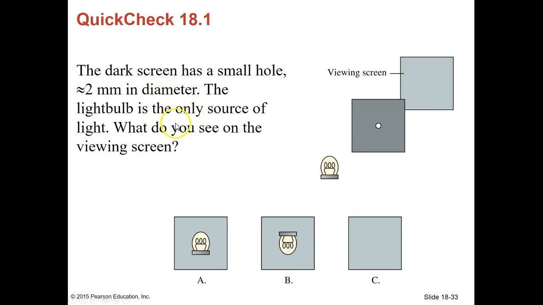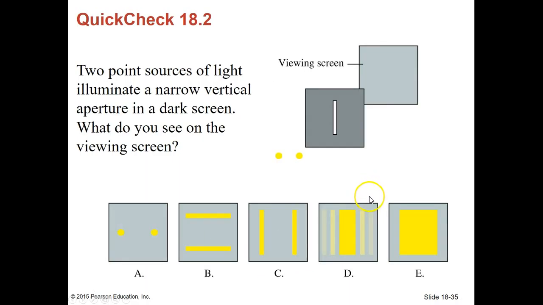The light bulb is the only source of light. What do we see on the viewing screen? So we've actually done this before with our pinhole camera, and if you remember, you get an upside down image because the bottom, when it goes through, is projected on the top, and the top light ray comes through, does not bend, and so it becomes on the bottom.